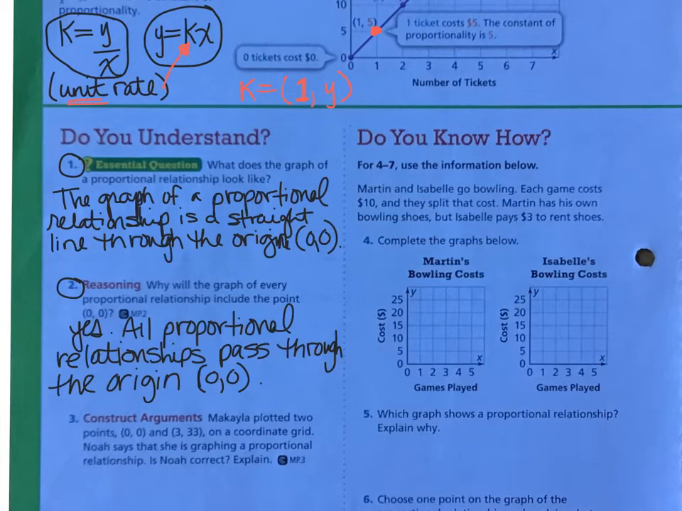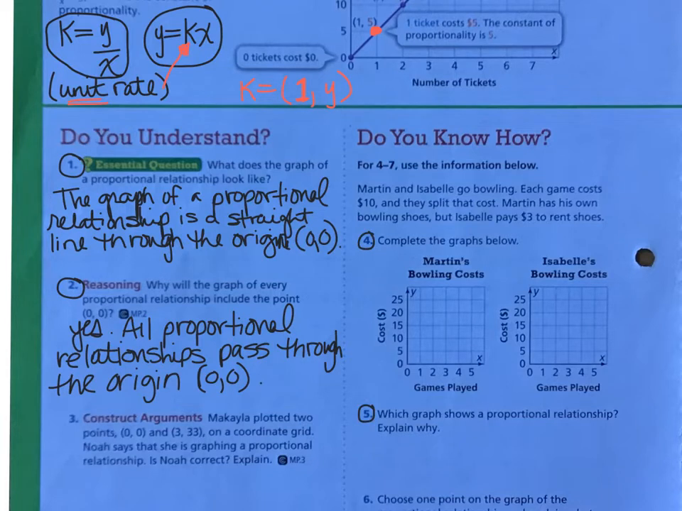Take a look at the answers for questions 1 and 2. What does the graph of a proportional relationship look like? This was your essential question. Well, the graph of a proportional relationship is a straight line that goes through the origin, or point (0, 0). If those two conditions are met, then that graph is a proportional relationship. Number 2, why will the graph of every proportional relationship include the point (0, 0)? The answer is all proportional relationships pass through the origin, because when one number is 0, the other number also has to be 0.